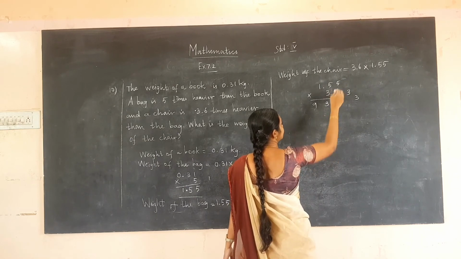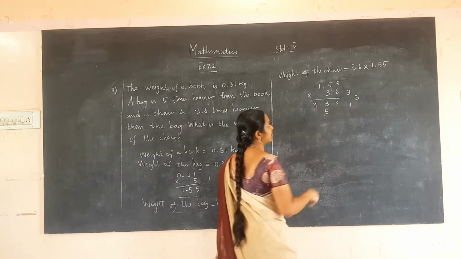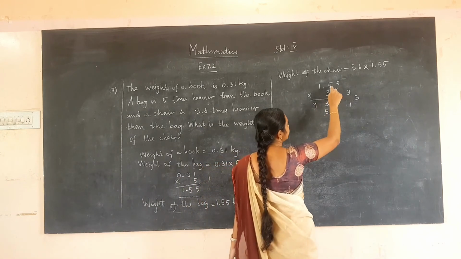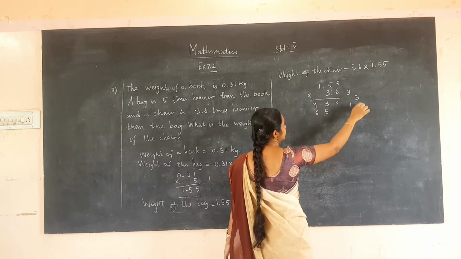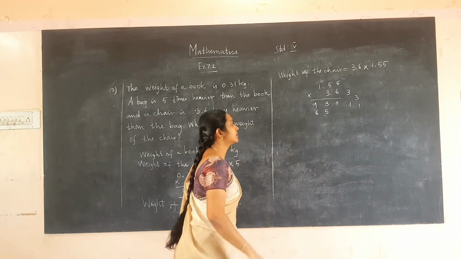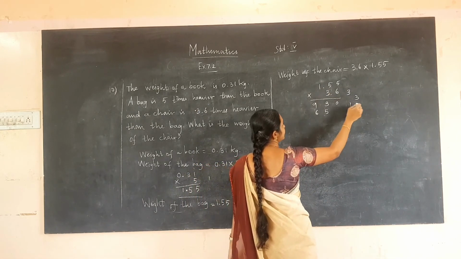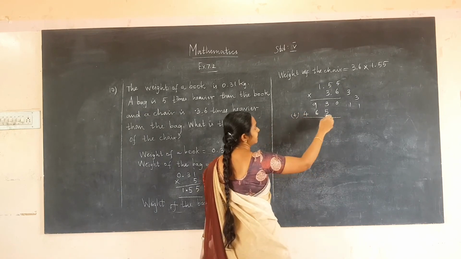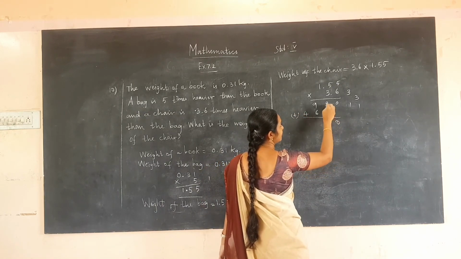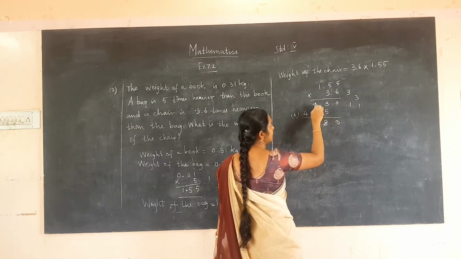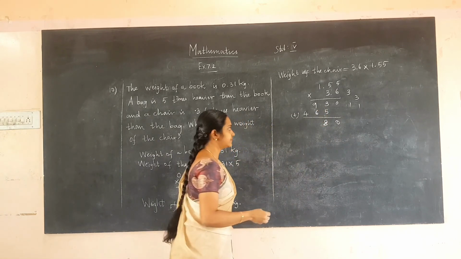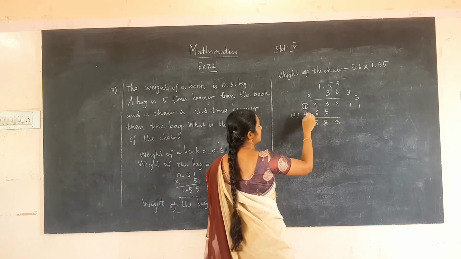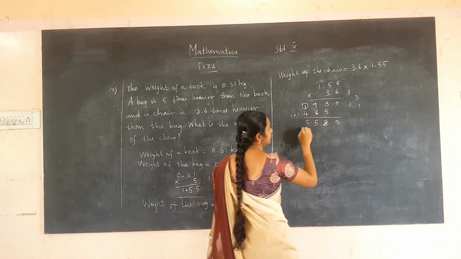Next 5 threes are 15. So write 5 here and 1 is remaining. 5 threes are 15. 15 plus 1 is 16. So write 6 here and 1 is remaining. 1 three is 3. 3 plus 1 is 4. Now add. Here we have 0. 5 plus 3 is 8. 9 plus 6 is 15. So write 5 here and 1 is remaining. 4 plus 1 is 5.